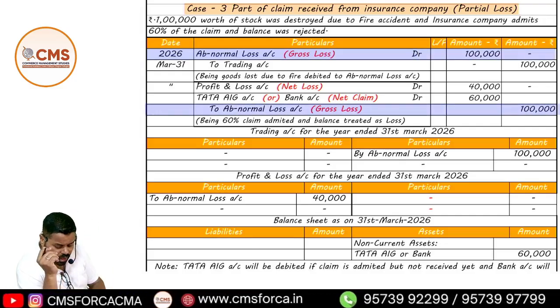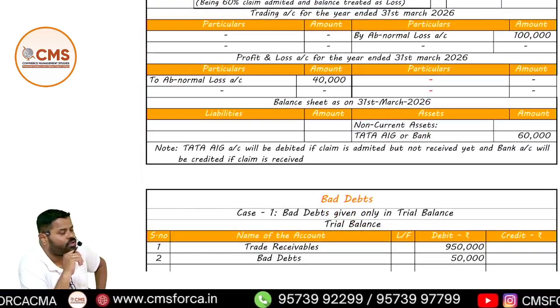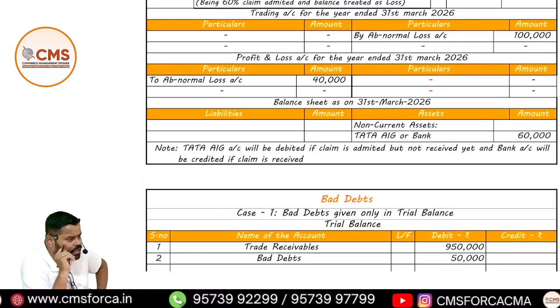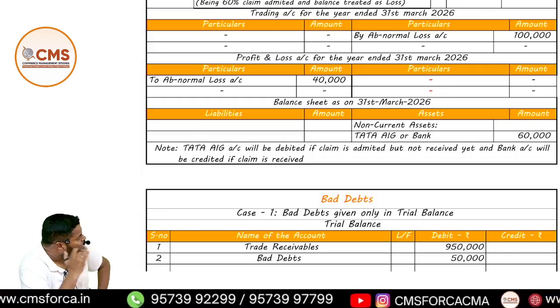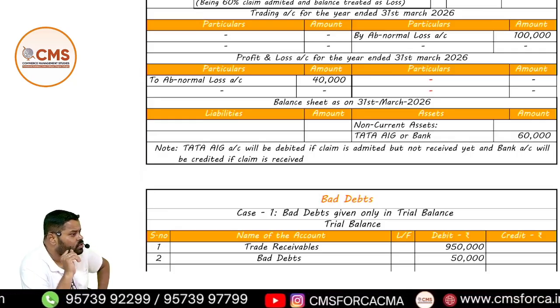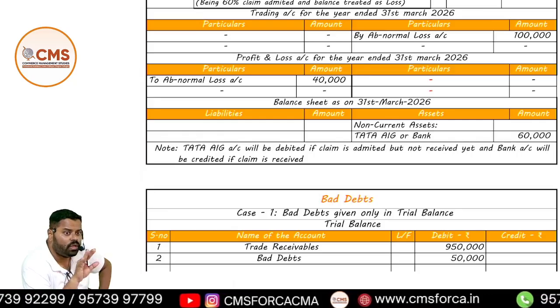Now look at this. Where do we write? Trading account, credit side. How much did you write? 1 lakh. Why? Because the abnormal loss account is created from there. Okay. P&L account, abnormal loss. How much are we closing here? 40,000. Out of the gross abnormal loss of 1 lakh, the net loss is only 40,000.